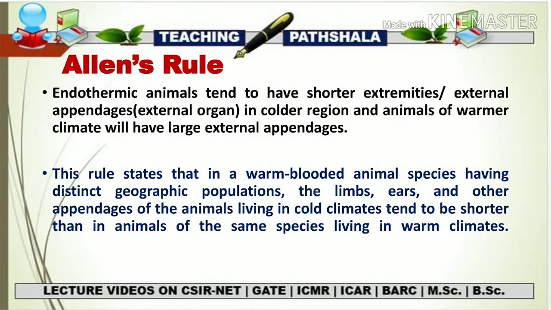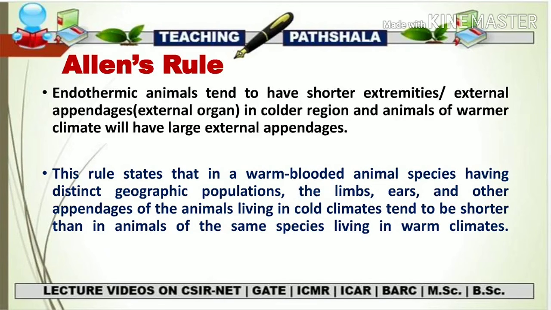In the second line, it has been mentioned that this rule states that in warm-blooded animal species having distinct geographic populations, the limbs, ears and other appendages of animals living in cold climates tend to be shorter than in animals of the same species living in warm climates.